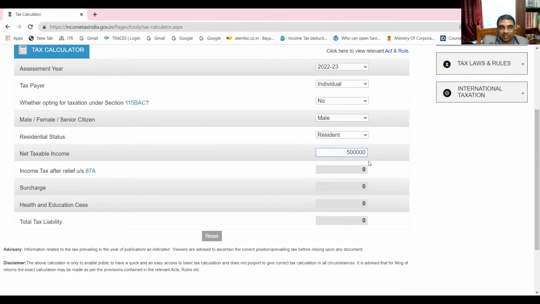Why is there no tax? Because it says it calculates income tax after relief of 87A. There is a tax, but after relief of section 87A, it is 0. Let us say someone has an income below 5 lakh, let's say 4,50,000. Then also 0. Understood why it is 0? Because we are calculating income tax after allowing this relief under section 87A.